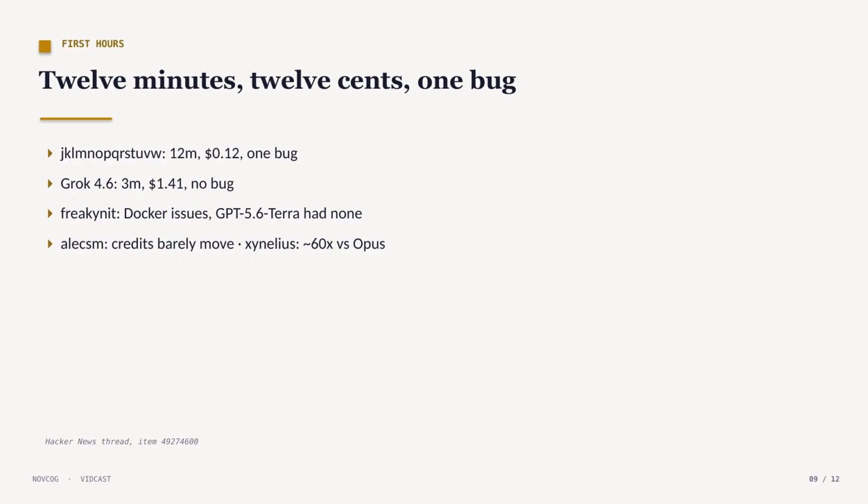On the other side, one user said their credit balance now barely moves even at max setting, and another estimated roughly 60 times cheaper than Opus once typical cache splits and agentic workflows are counted.